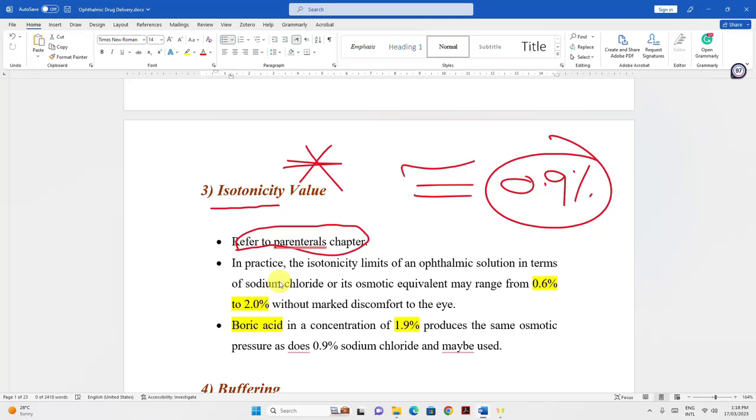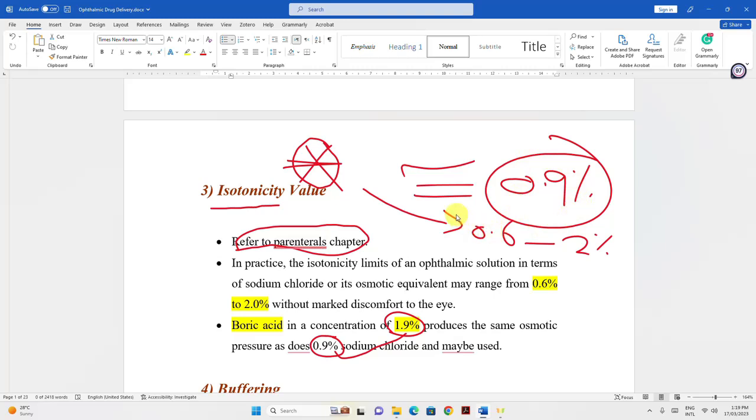But they found that even if the equivalent in tonicity is ranging from 0.6 to 2%, there is no great discomfort to the eye. Meaning the eye can still tolerate such preparation. Boric acid with a concentration of 1.9% is equivalent in tonicity to 0.9% sodium chloride. Boric acid at 1.9% has the same tonicity as 0.9% sodium chloride. And this is what I was talking about previously when I told you I need my drug preparation for ophthalmic use to be close to the tonicity of 0.9% sodium chloride.